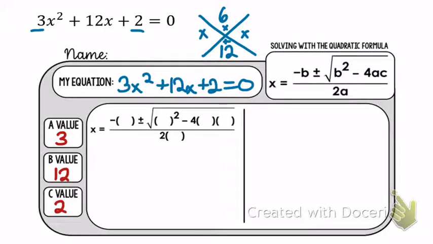So let's plug that into our formula. Negative b plus or minus the square root of b squared minus 4ac, so 4 times 3 times 2, all over 2a.